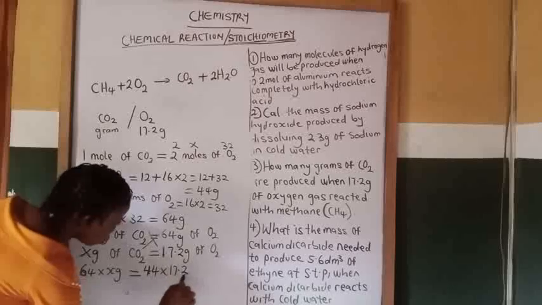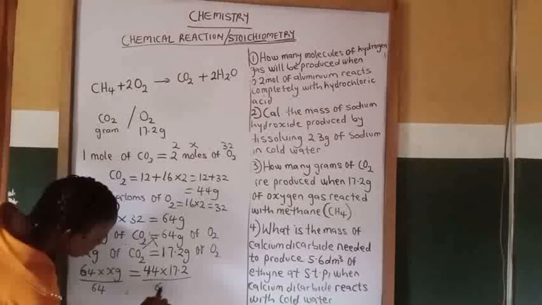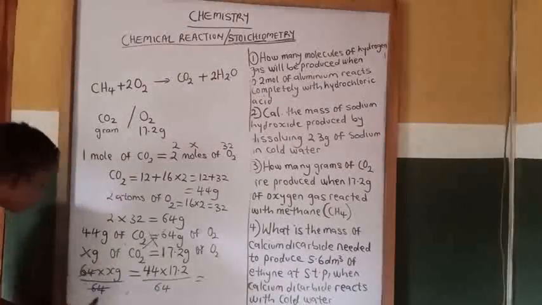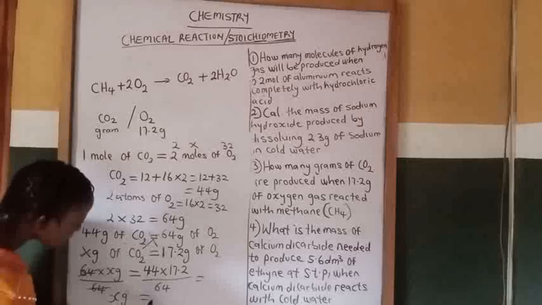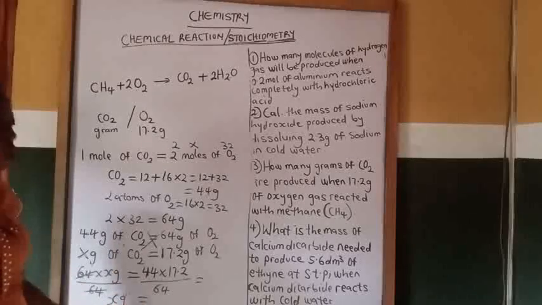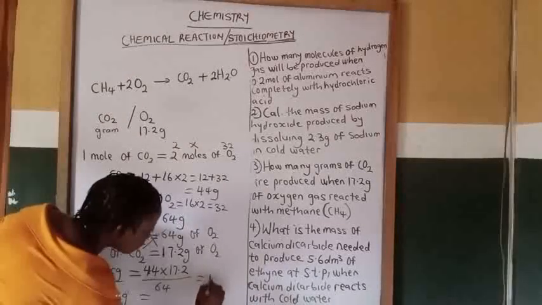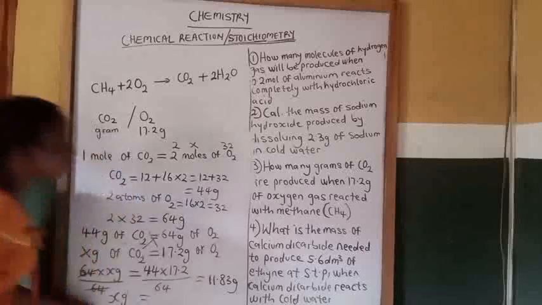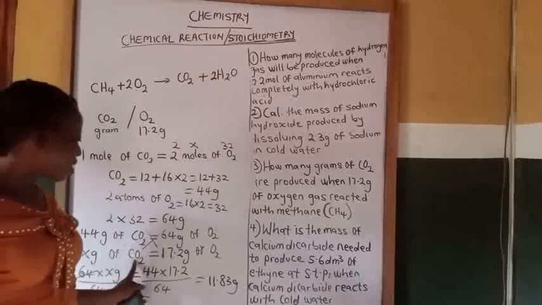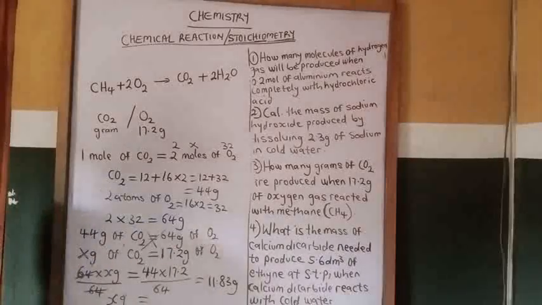Then you divide both sides by what? By 64. So therefore, our answer will be what? By the time you divide by 64, we cancel 64. Here we have what? x gram. x gram will now be equivalent to 44 times 17.2 divided by 64, which will give us 11.83 gram. So our answer will be what? 11.83 grams of carbon IV oxide. 11.83 gram of carbon IV oxide will produce what? 17.2 grams of oxygen gas.